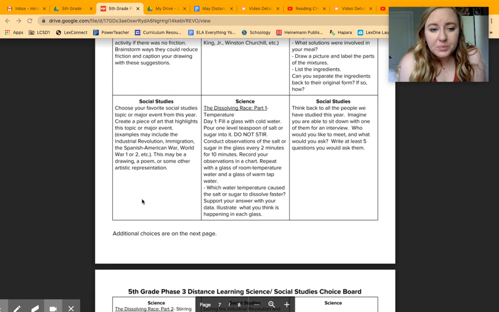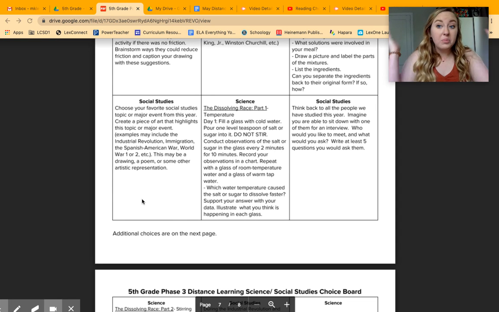Social studies, right here, you're going to choose your favorite social studies topic or major event from this year. And you're going to create some sort of piece of art that highlights this topic or major event. An example of this could be when we did the Industrial Revolution, our immigration unit, the Spanish-American War, or when we talked about World War I and II. It could be a poem, a drawing, some sort of art piece. You can get as creative as you want.